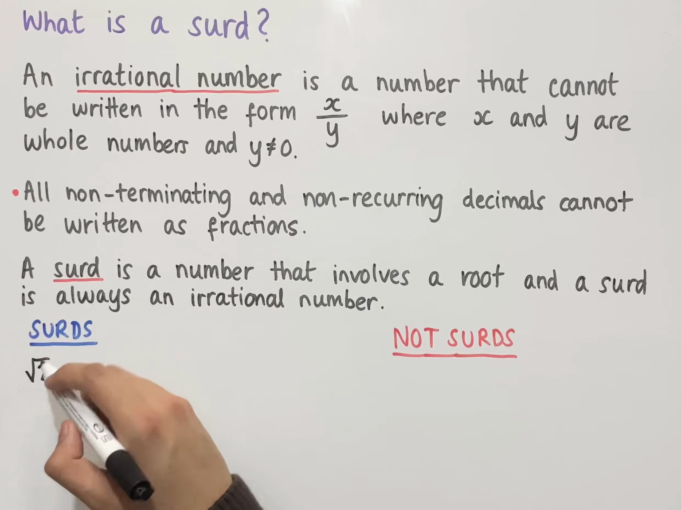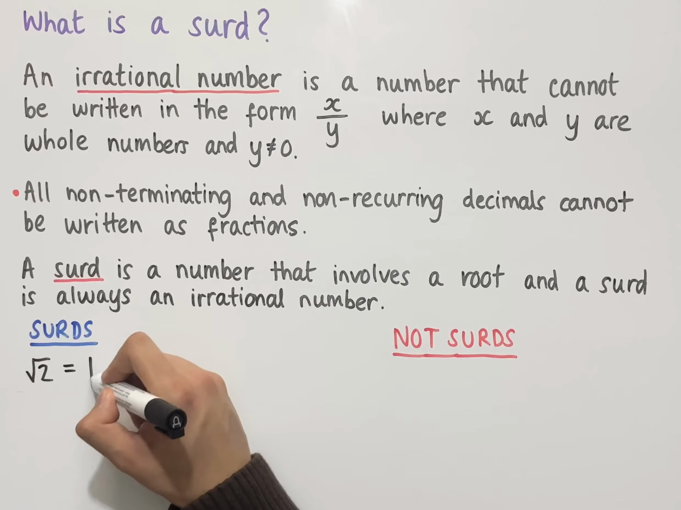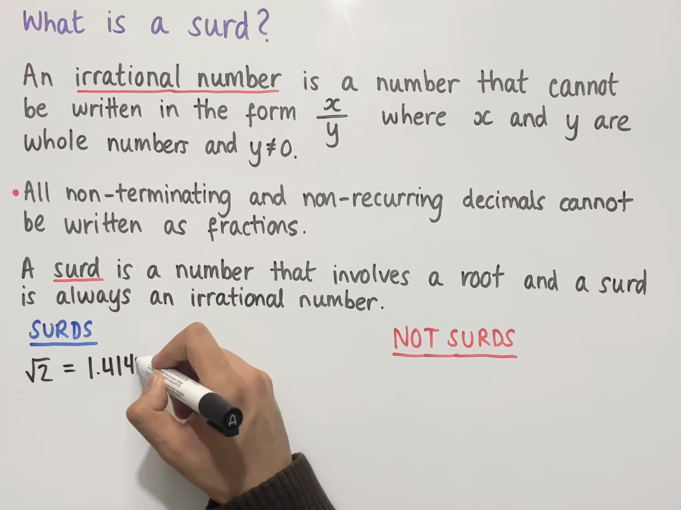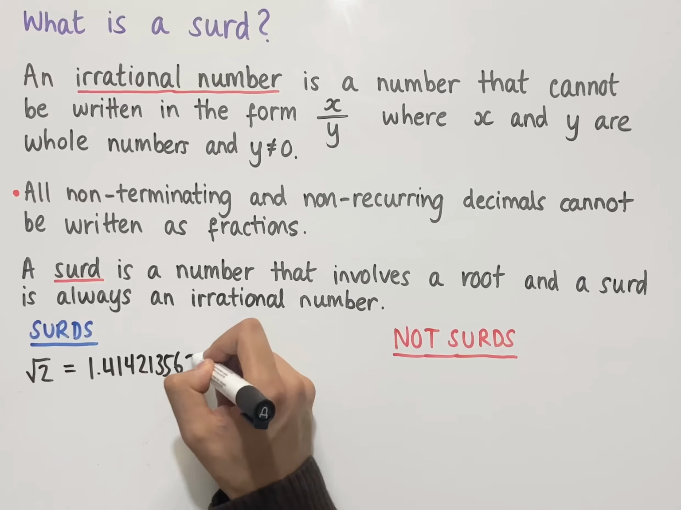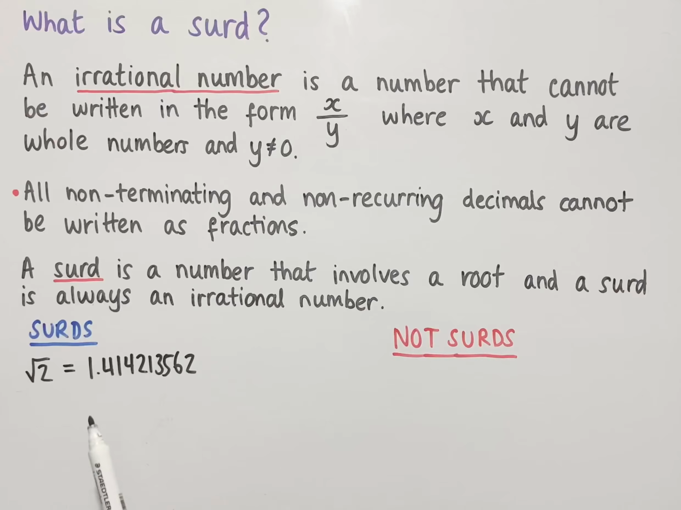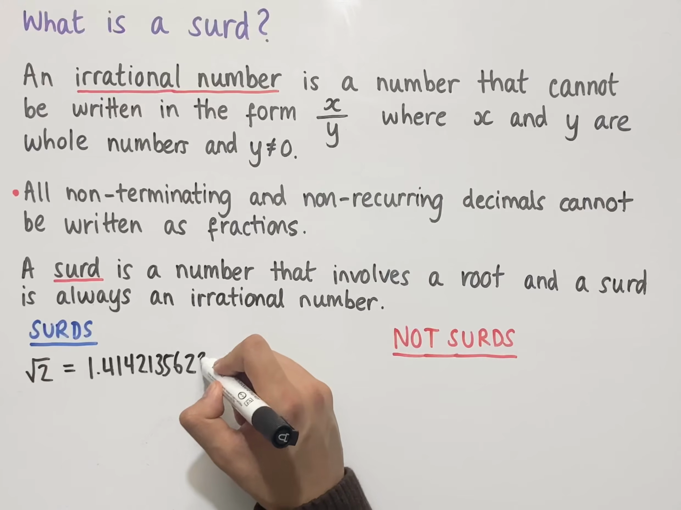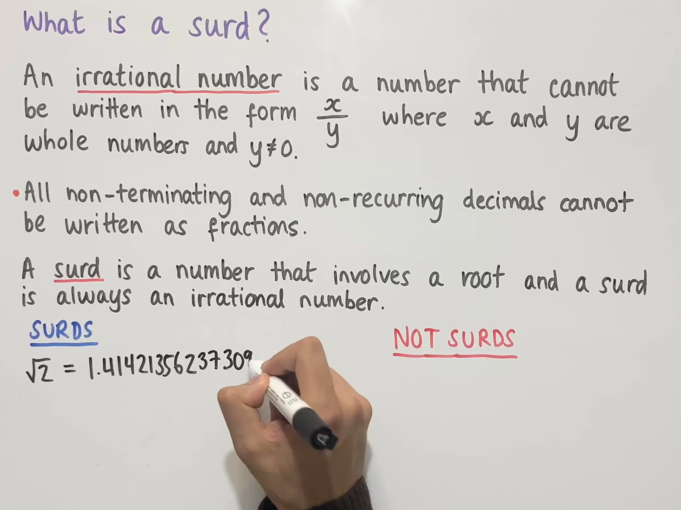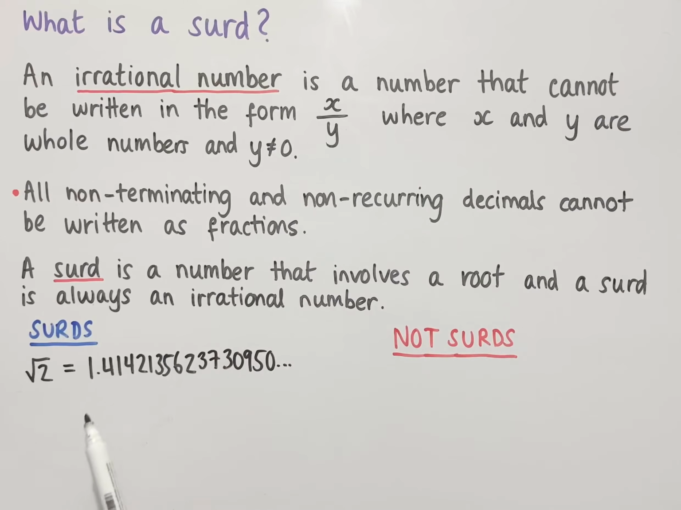If we were to type the square root of 2 into a calculator, we would get 1.414213562. That's on a standard calculator. Now the issue with a standard calculator is that the display is not large enough to show all of the digits in this decimal. In fact, this decimal goes on forever. The next digits are 3, 7, 3, 0, 9, 5, 0, and so on. So this is an example of a non-terminating decimal. In other words, it doesn't end, it goes on forever. And a non-recurring decimal. In other words, there's no repetition within the digits, they're just a random arrangement of digits.